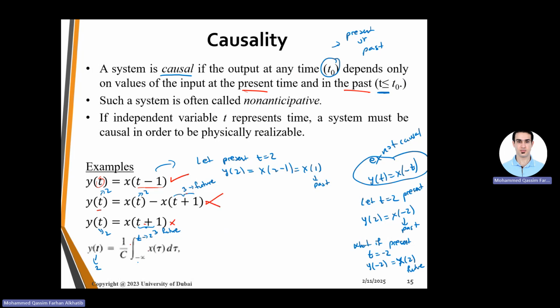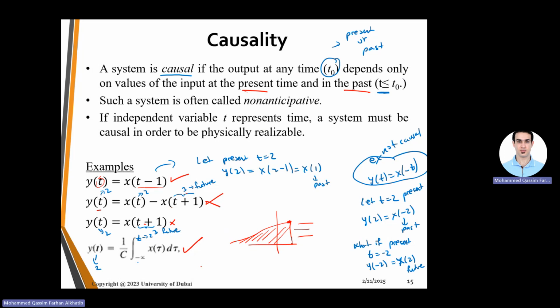Integration. When you look at the integration, y of t equals 1 over c, integral from negative infinity to t. If you want to represent it as an integration, here is the point t and your function something like this. Integration, the physical meaning is finding the area under the curve. And you stop here. You do not wait for values in the future. So in this case, integration is causal. Is it clear how integration is causal? You only look at past values.